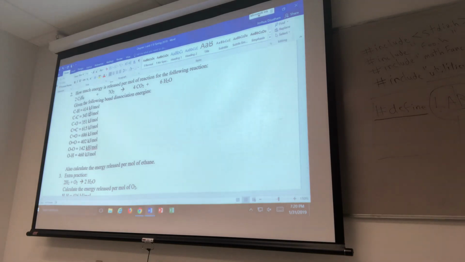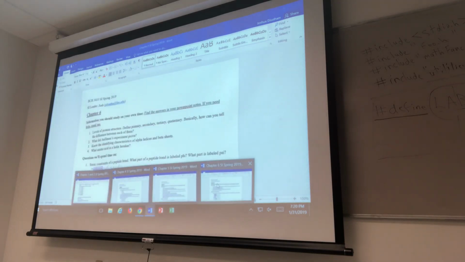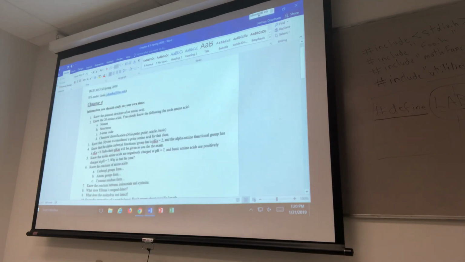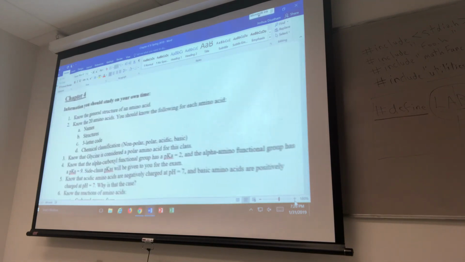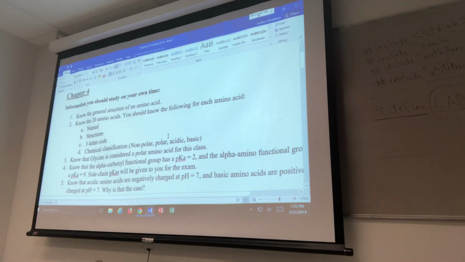Let's get to chapter 4. Yeah, so he wasn't lying and I wasn't lying too when you had to know the 20 amino acids, name, structure, 3-letter code, and the chemical classification of each of your amino acids. So you need to know, given an amino acid, if it's acidic, basic, polar, or nonpolar. And remember that in this class, glycine is considered a polar amino acid, and he corrects that on the PowerPoints as well. So make sure you know that.